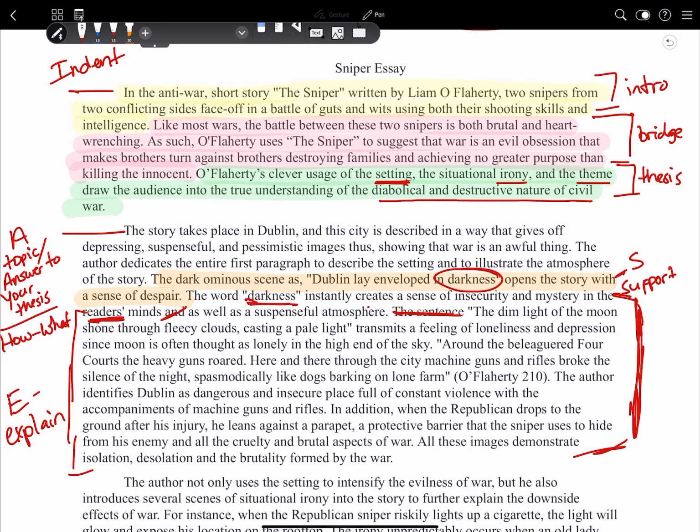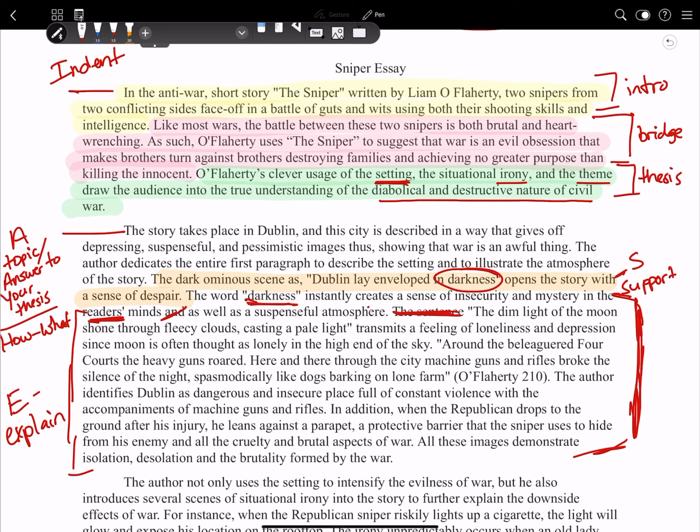Furthermore, when the reader sees the dim light of the moon shone through fleecy clouds, casting a pale light, something of that nature. That actually doesn't fit when I read the rest of it, but you get the idea. You definitely don't want to say the sentence. I guarantee I dinged her for that.